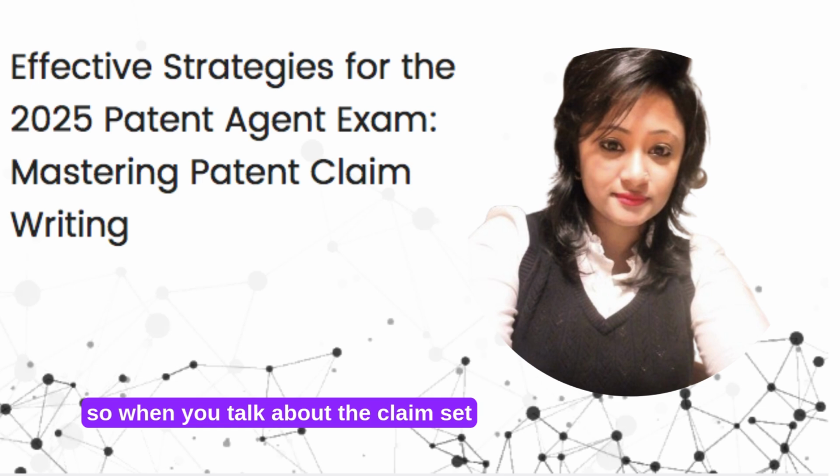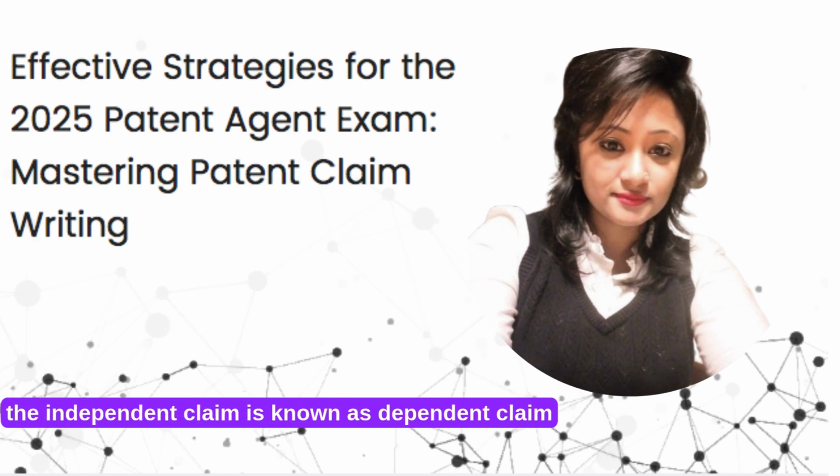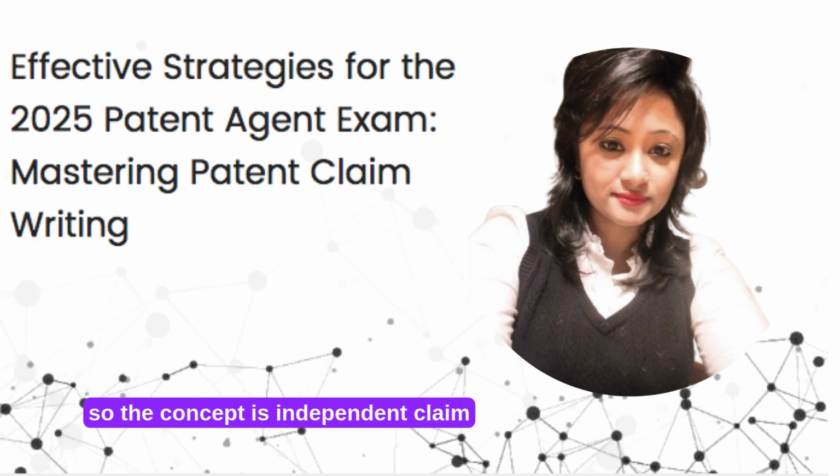So when we talk about the claim set, the first claim which forms the ambit or the scope of the invention is the independent claim, and the subsequent claims which depend on the independent claim are known as dependent claims. So the concept is independent claim, dependent claim. A claim set is a set of claims which might have one or more independent claims. Say, for example, it's a system, so it might have a system claim and a method claim. A method claim is basically a process claim.